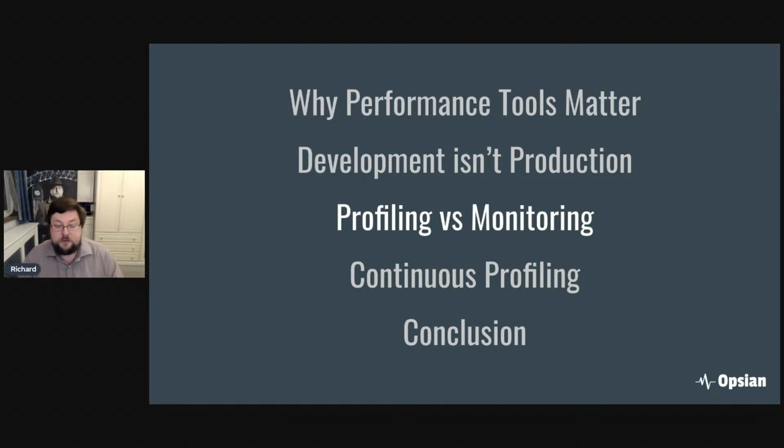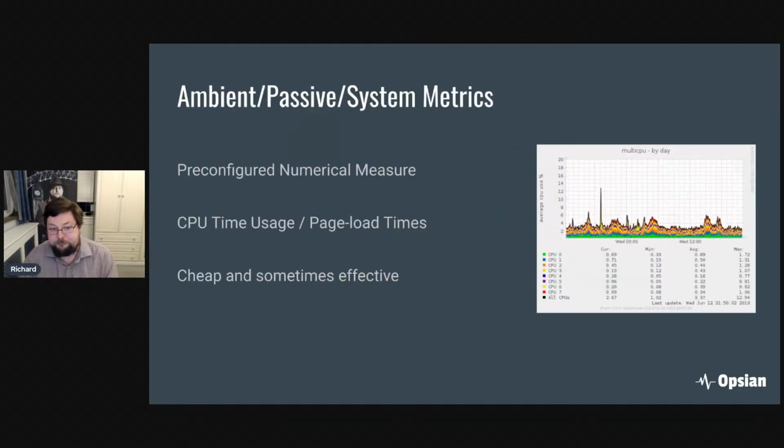But when you're trying to measure a production system, you need to make sure that's really efficient and really low overhead. The first thing that people often jump into when they're trying to measure production systems are metrics. Sometimes it could be system metrics, ambient metrics, passive metrics. Metrics are all basically numerical measures that you've pre-configured within your system.